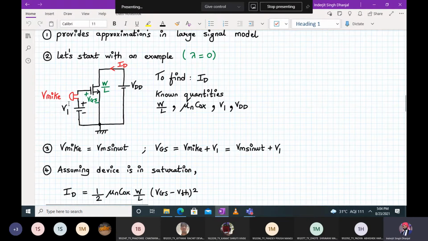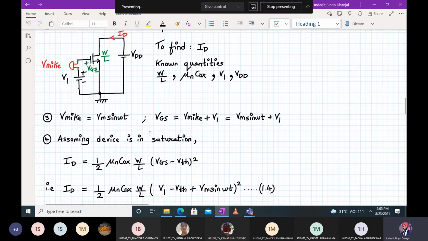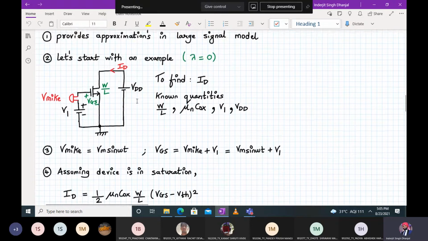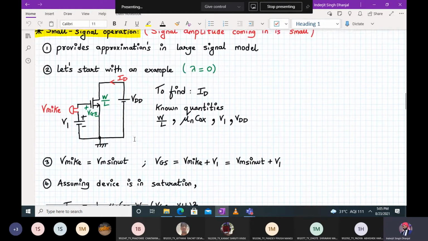So our input is the V mic signal, the microphone signal. We have VGS coming in, which is V1 plus the V mic signal. And our known quantities are W by L, mu n Cox, V1 and VDD. So what is my VGS value? VGS value is V mic plus V1, which is Vm sin omega t plus V1. Again, we assume that the given MOSFET is in the saturation region. Remember, the starting steps are the same. Then we apply the approximations.